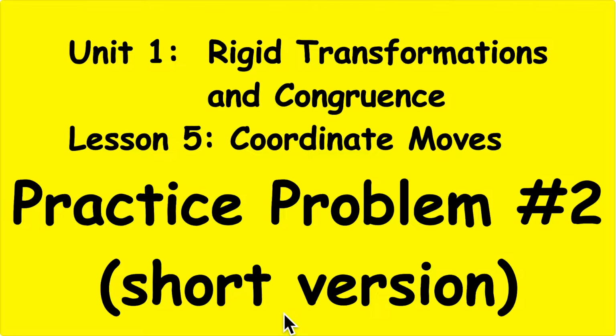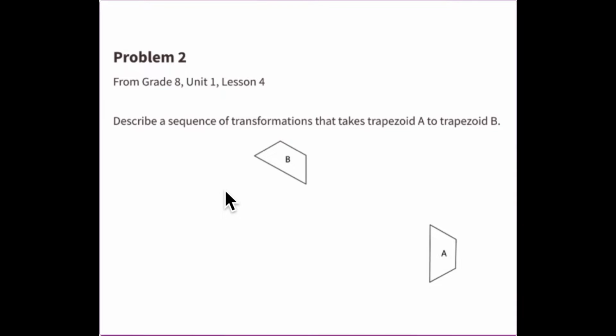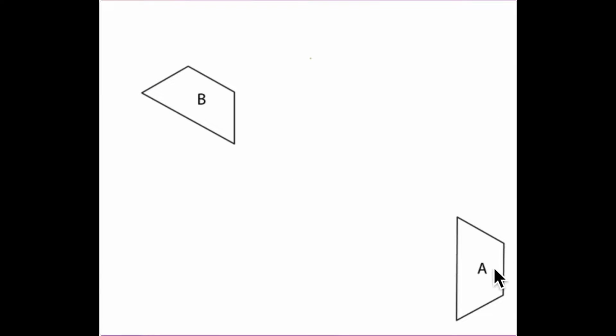This is the short version of practice problem number 2 from lesson 5, coordinate moves, and unit 1, rigid transformations and congruence. In this problem, you are to describe a sequence of transformations that takes trapezoid A to trapezoid B. So how do you get trapezoid A over to trapezoid B and have trapezoid A cover exactly trapezoid B?